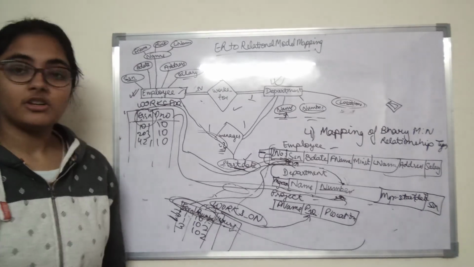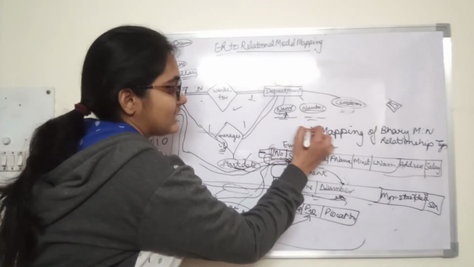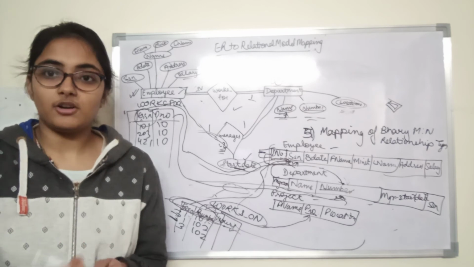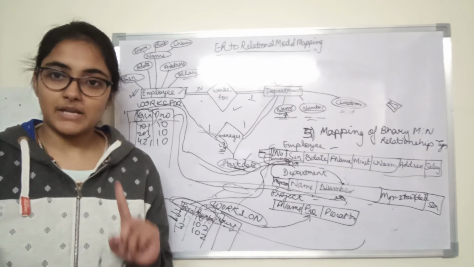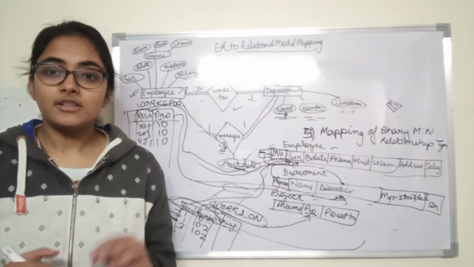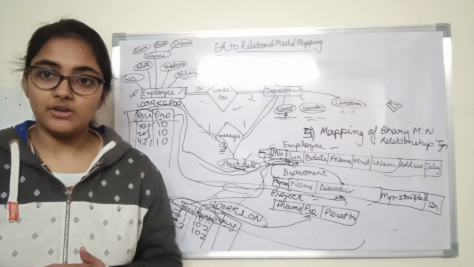In this video we talked about the steps of this algorithm. The first two we had already discussed. In this video we talked about mapping of the 1:1 relationship type, the M:N relationship type, and the N:1 relationship type. So only two steps are left, which we will cover in the upcoming videos.